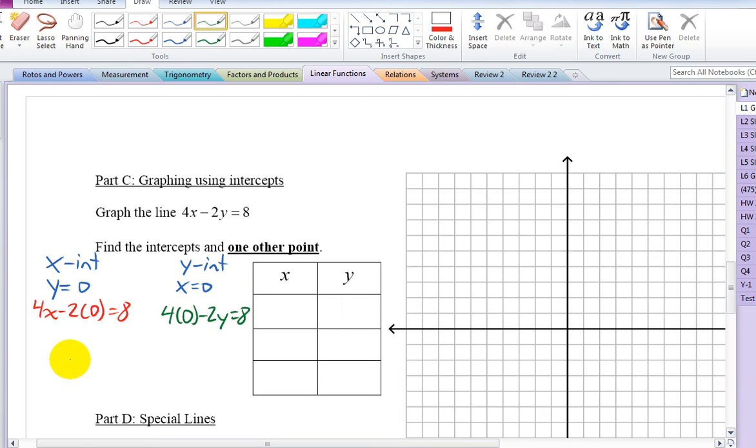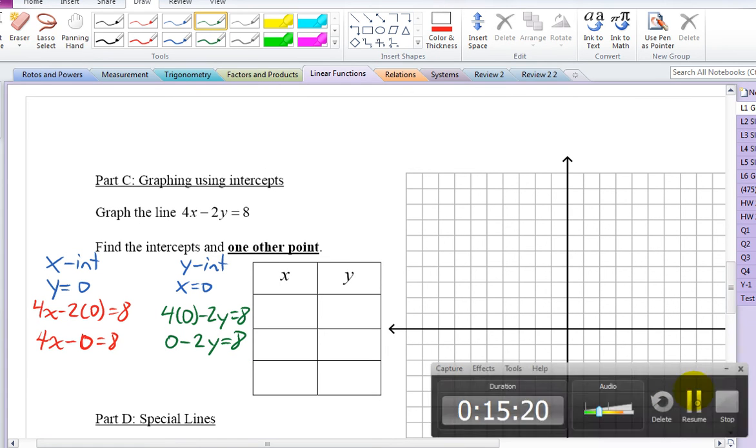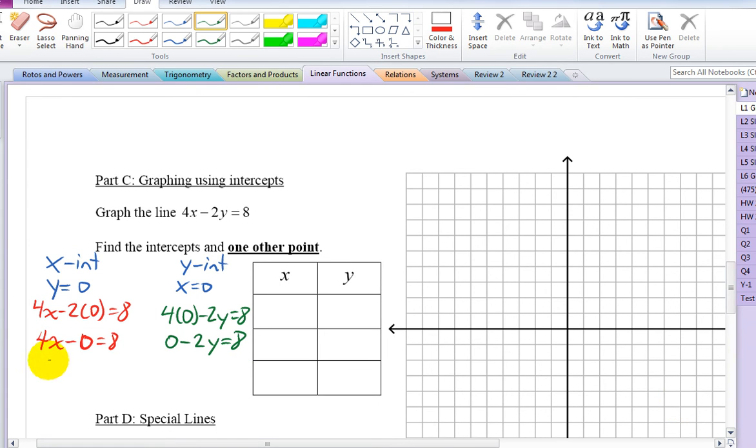Okay, so the first one in red, solve for x. And the one in green, solve for y. Go for it. Careful with your work. So this is going to be 4, whoops, I should use reds, right? 4x equals 8, x equals 2. So my one point is 2 comma 0.